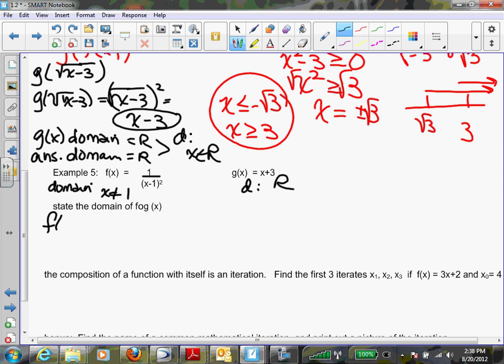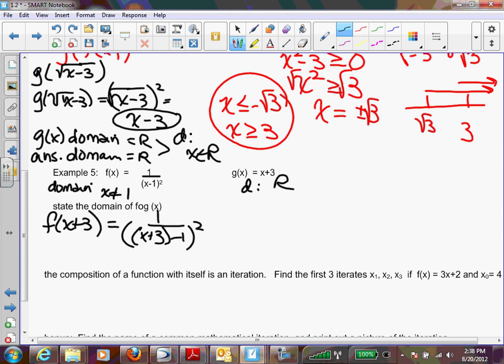So we're saying f at x plus 3. That's what that's saying, correct? And so that means we're going to put 1 over, and we're not going to write x, we're going to write x plus 3, and then minus 1 squared. So that's 1 over x plus 2 squared. What would the domain of this be? Of your answer? Can't equal negative 2, because that's what gives me 0 in my answer, right?